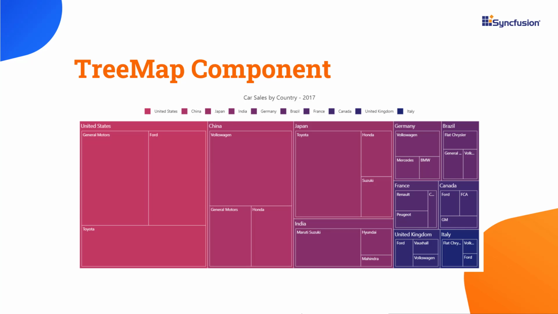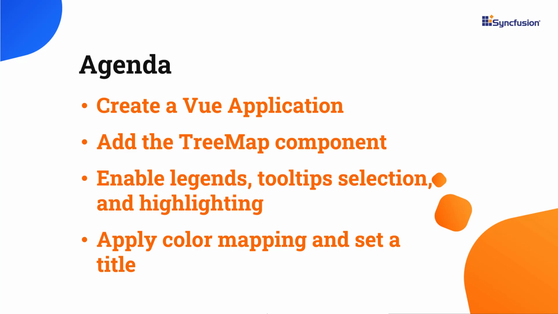With this Syncfusion Vue TreeMap component, you can visualize both hierarchical and flat data. You can customize the look and feel of the tree map by using built-in features like color mapping, legends, and label templates. In this video, I will demonstrate how to create a Vue app and add the Vue TreeMap component to it with a few basic features such as legends, tooltips, a title, selection, highlighting, and color mapping.